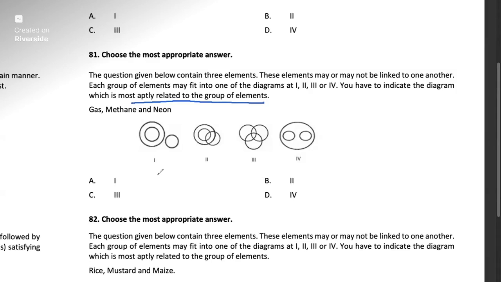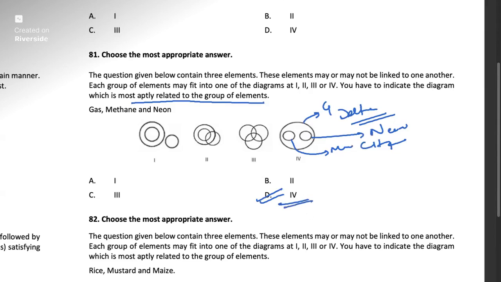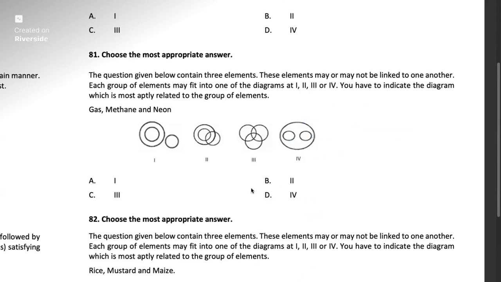Fourth option, sir. Yes, B. Option D for delta, right? Yes, sir. So this represents your gas. This represents your methane, CH4, right? And this is your neon. We have a neon bulb, or neon billboards, something like that. So the fourth is absolutely the right one.